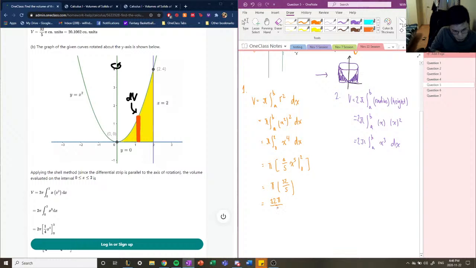Going to our purple shape here, our bounds are also 2 and 0. So the integral from 0 to 2 of x cubed dx. Solving for this integral, we get 2 pi times 1 over 4 x to the power of 4, from 2 to 0. And that equals 2 to the power of 4 is 16, over 4, that's 4. So that's 8 pi.